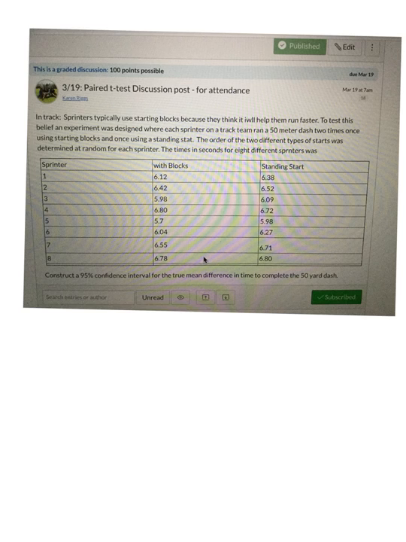Okay, so sprinters typically use starting blocks because they think it will help them run faster. To test this belief, an experiment was designed where each sprinter on a track team ran a 50-meter dash 2 times, once using starting blocks and once using a standing start. The order of the 2 different types of starts was determined at random for each sprinter. So that's your randomized experiment because they were randomly assigned to which one. And the time in seconds for 8 different sprinters was, and there's your 8 different sprinters.